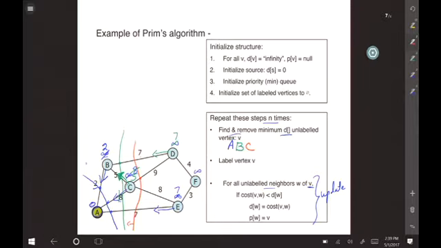Again, we find and remove the minimum weight D. Let's take E, okay? Is that all right with you? It's a tie, we'll take E. No, I don't hate E, and I'm the boss.